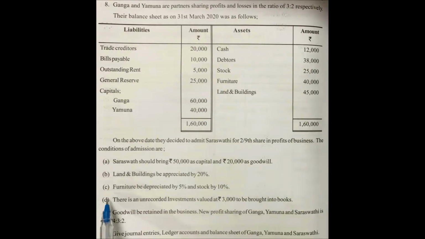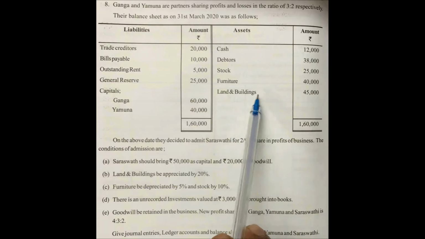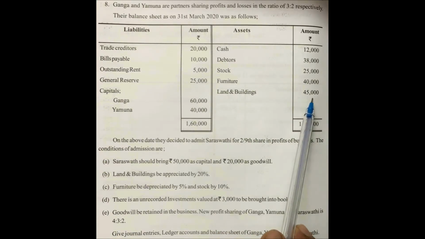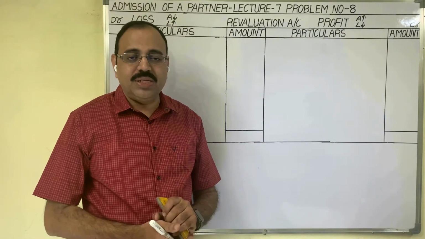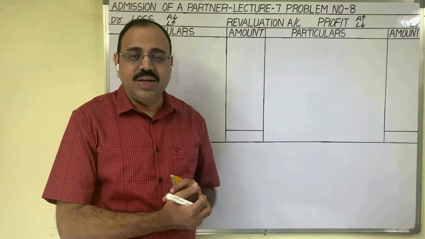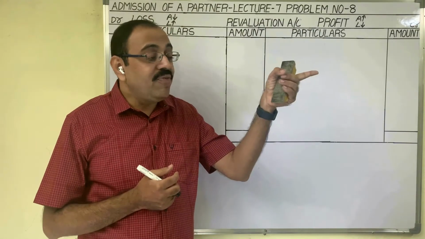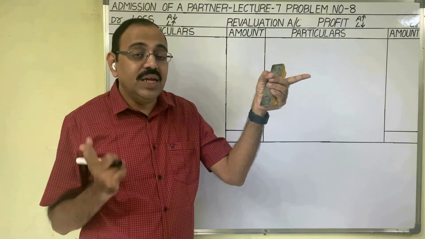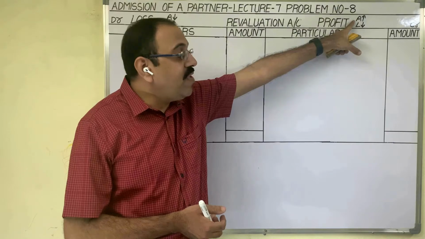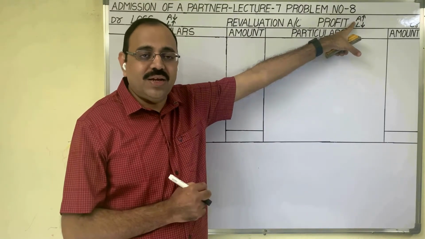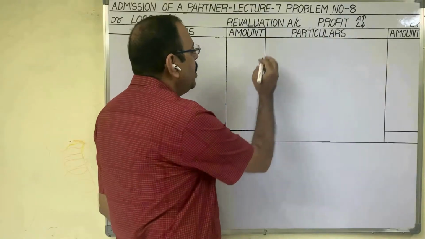B, C, D. These 3 points are related to the revaluation account. See the B bit: Land and buildings be appreciated by 20%. In the old balance sheet, land and building value is given as 45,000 rupees. In revaluation of this asset, old partners came to know that the market value of this land and building is increased by 20%. Land and building is an asset. Asset value is increasing. It is a profit. It should be credited to the revaluation account.